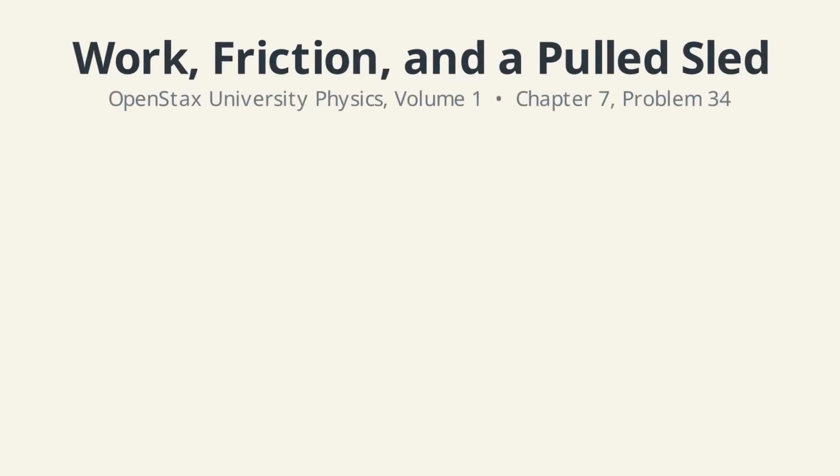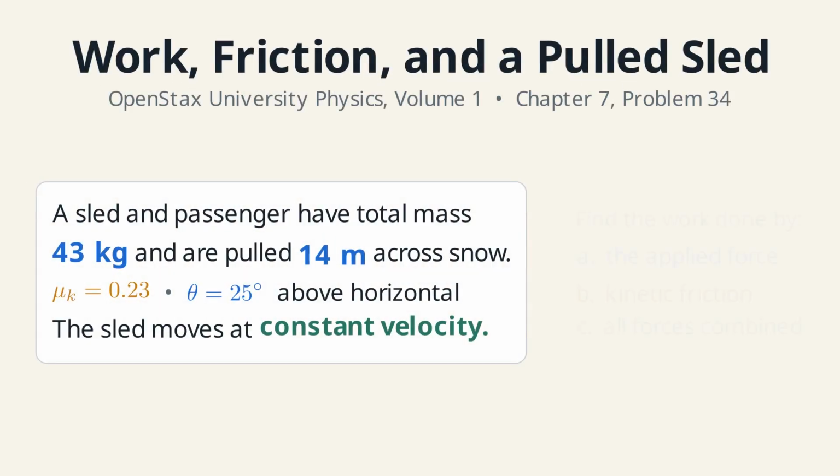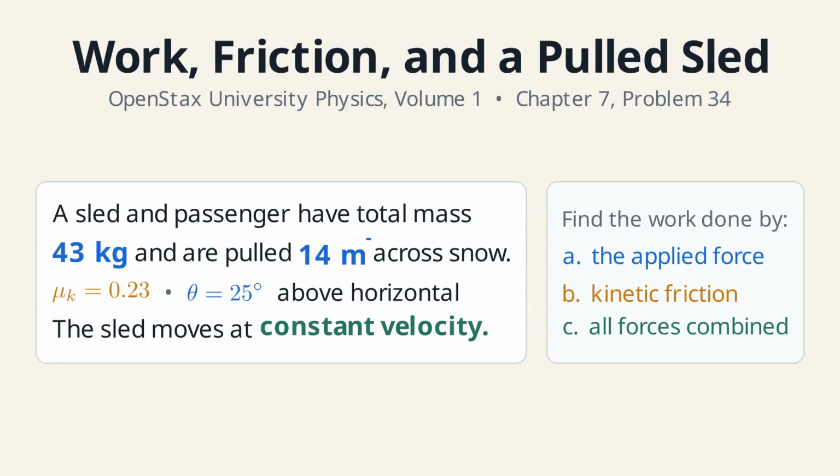Let us solve OpenStax University Physics, Volume 1, Chapter 7, Problem 34. A sled and passenger with a total mass of 43 kilograms are pulled 14 meters across snow. The kinetic friction coefficient is 0.23. The pulling force is directed 25 degrees above the horizontal, and the sled moves at constant velocity. We need the work done by the applied force, by friction, and by all forces combined.